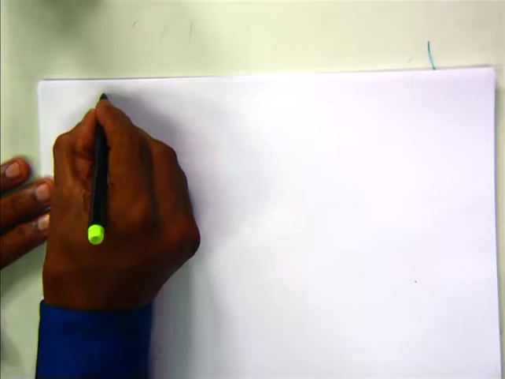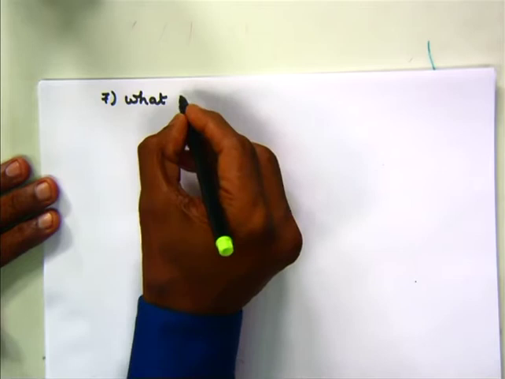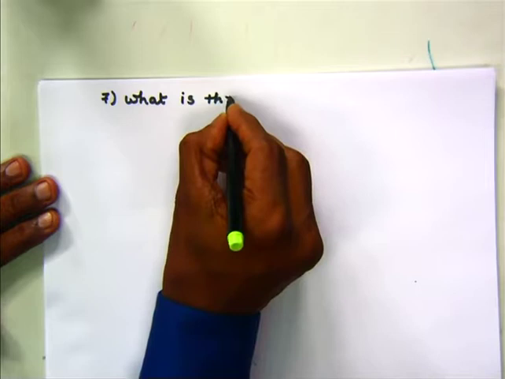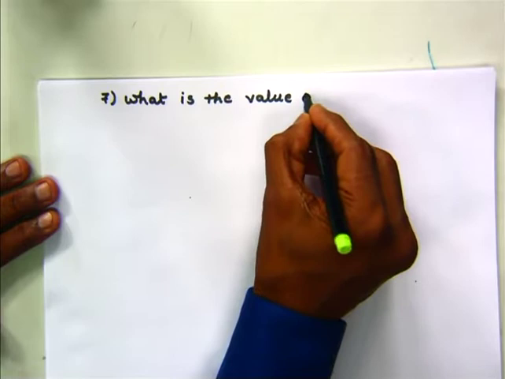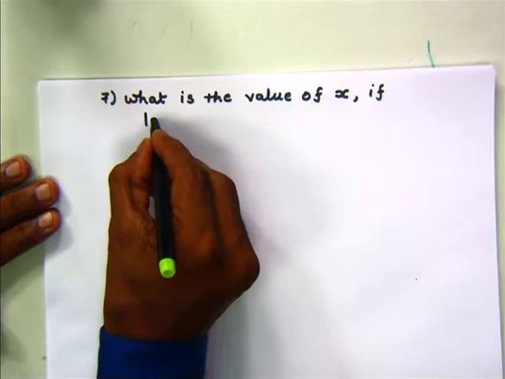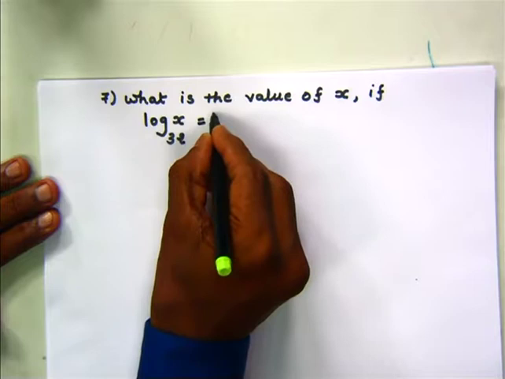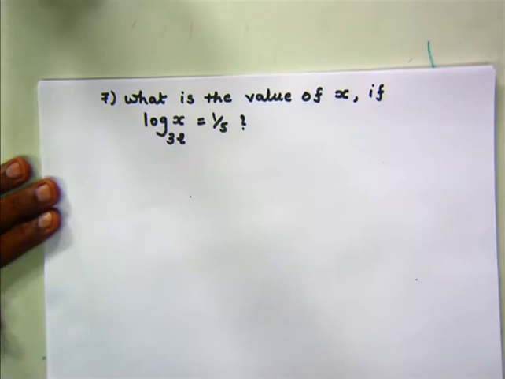So that is what I call the definition. Let us have a few more examples. Suppose we are asked a short question: what is the value of x if the equation given to me is log of x base 32 is equal to 1 upon 5. Suppose we are asked this question. What are those values of x which satisfy this equation?